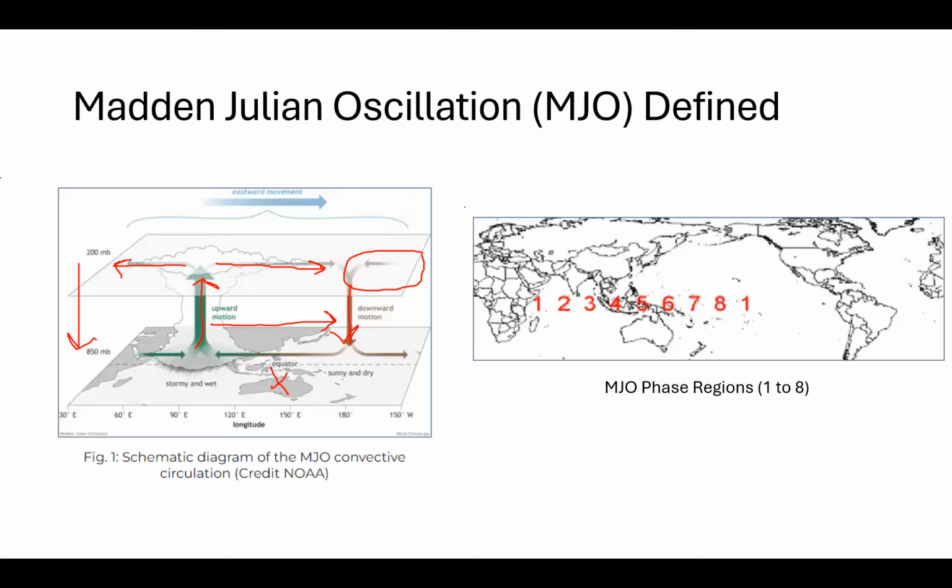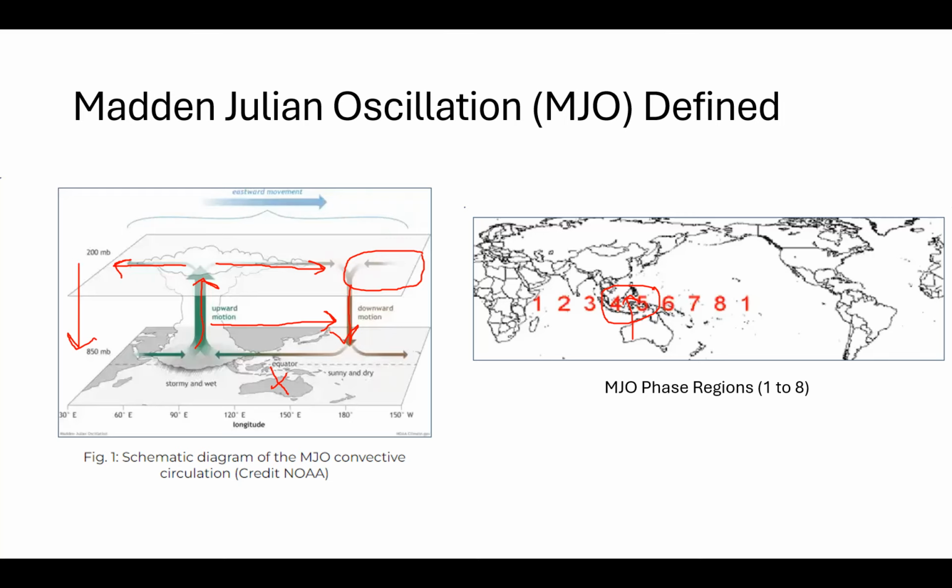Now over here on the right, I'm showing you the MJO phase regions, and they range from 1 to 8. So let's say the MJO is in phases 4 and 5. I'm just going to circle it right here. That means your convection is going to be favored, your increased clouds and precip is going to be favored right around the maritime continent of Australia.